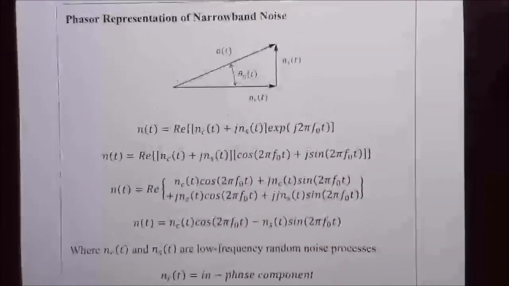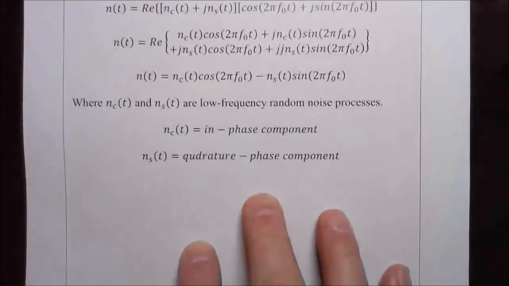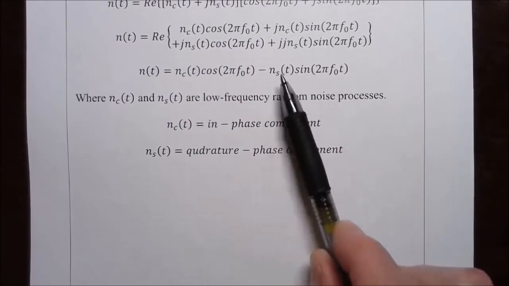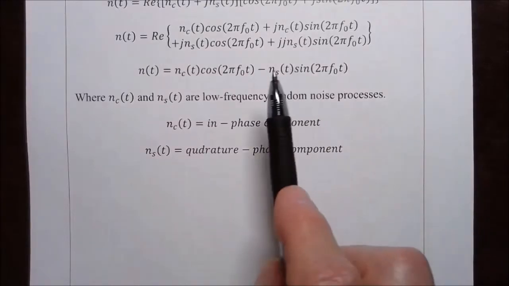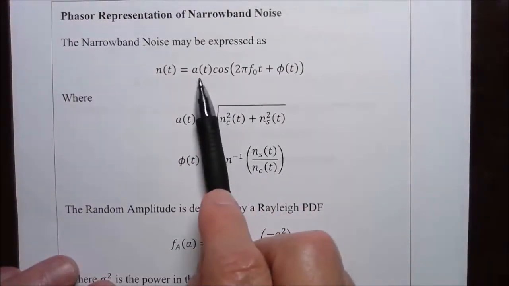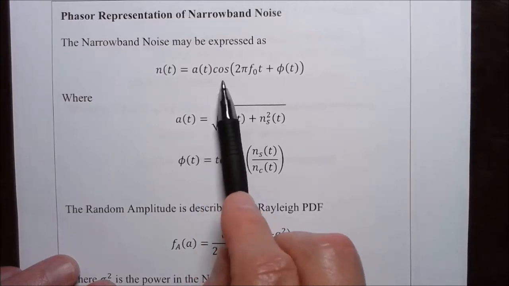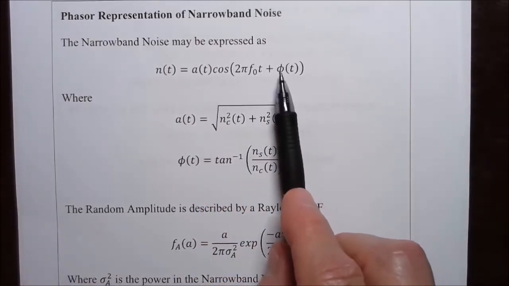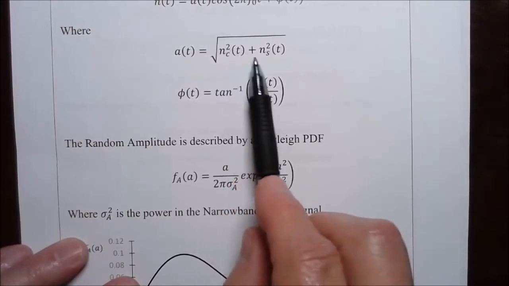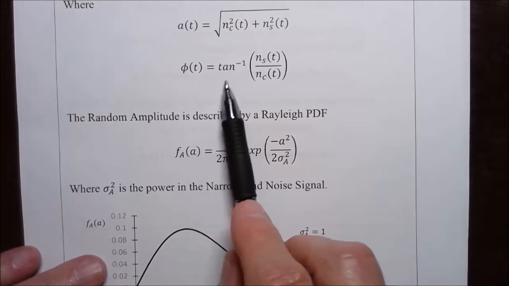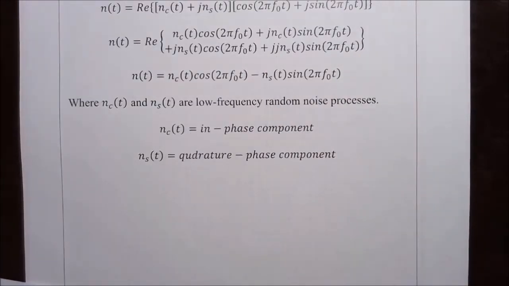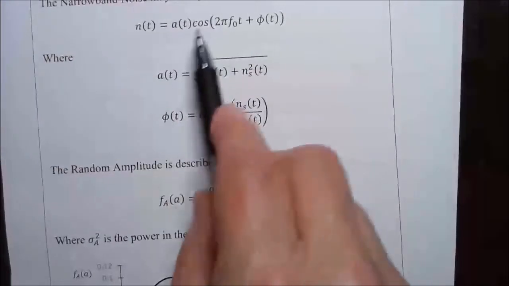So the narrowband noise can be represented using this phasor representation as the in-phase component NC times cosine 2 pi f naught t minus the quadrature phase component NS of t times sine of 2 pi f naught t. With a little trigonometry, the cosine and sine can be joined together as a single sinusoid with a random amplitude A of t times cosine 2 pi f naught t plus a random phase angle phi of t. And so A of t would be the square root of NC squared plus NS squared, and the random angle is the inverse tangent of the imaginary part divided by the real part. So this is essentially turning this from a rectangular form into a polar form.